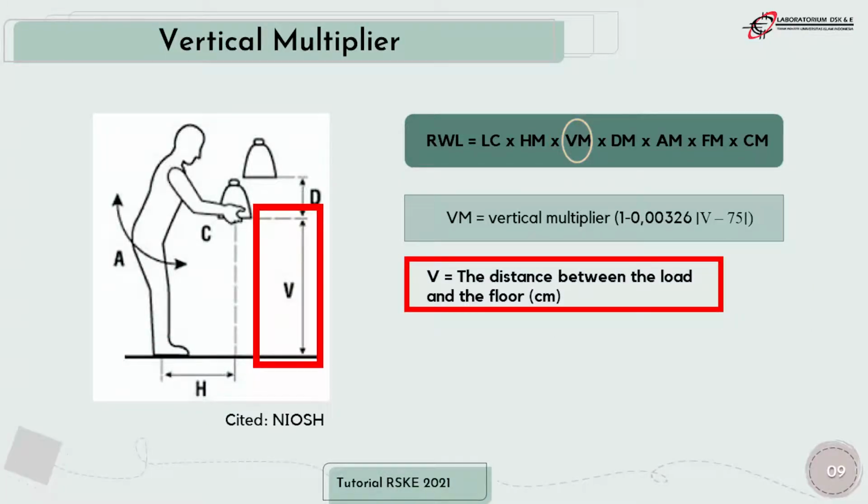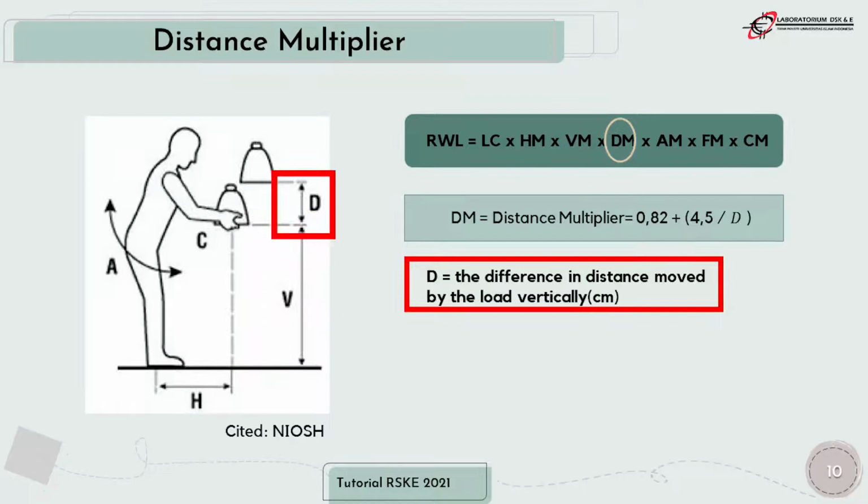There is also vertical multiplier. The vertical multiplier is obtained from the v value when you do the data retrieval. The value of v itself is the vertical distance between the floor and the object being lifted. In vertical multiplier, you will also measure two v in each layout. There is v1 and v2. v1 is the height of the object in the initial position, and v2 is the height of the object at the destination position.